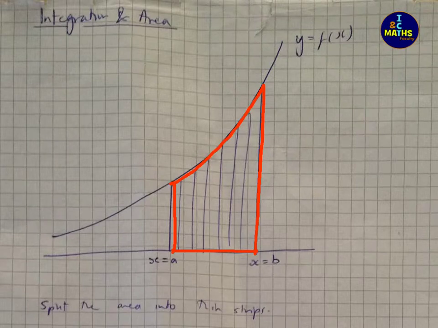And one way we could approach this is we could say, right, well, I can find an approximation to this. I can try and work this out by splitting it into lots of little strips, which is what those lines are trying to indicate. And if I work out the area of each of these strips, then add them all together, then I'll get a good idea for this particular area.